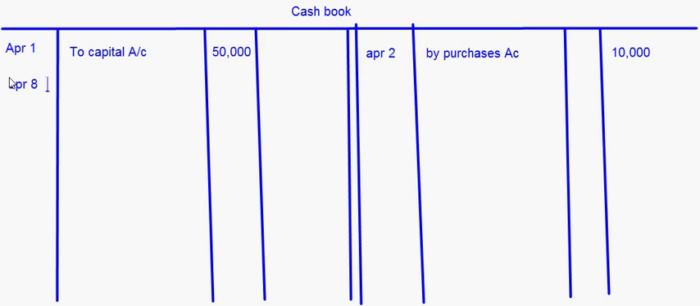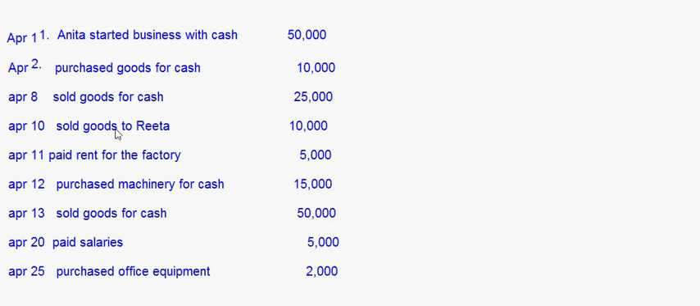So here I have April 8th. Here we'll write to sales account, right, and 25,000, right. Okay. Now sold goods to Rita, there's no mention of cash here. So basically this is not a cash sale, this is a credit sale. So this will not come in the cash book at all, right.